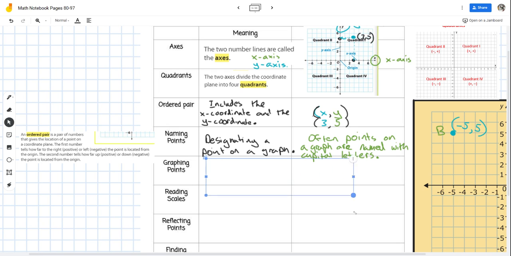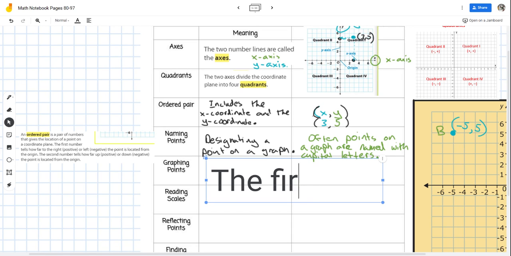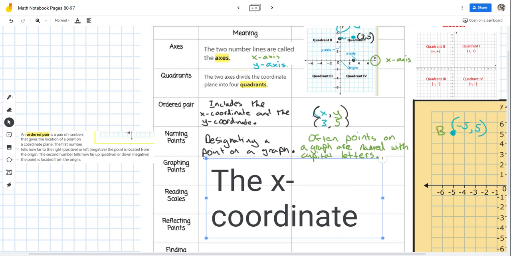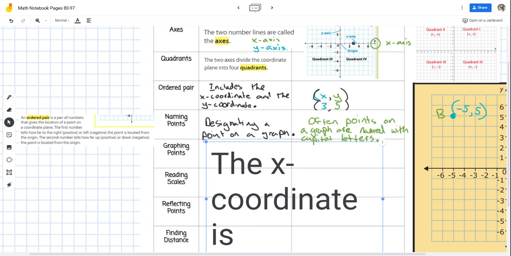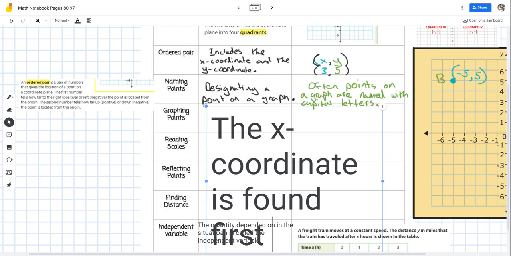Now, text boxes with Jamboard get really crazy, but you can fill them out and figure out how they fit a little easier when you're done writing. So I'm going to write this here, first number. You know what? I'm going to change that actually, the x coordinate. The x coordinate is found first on the x-axis.